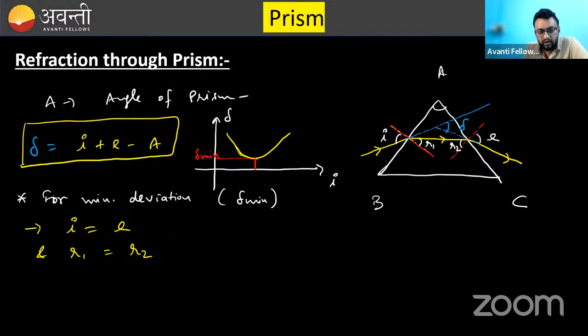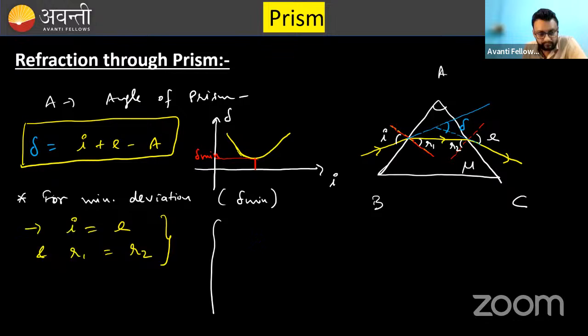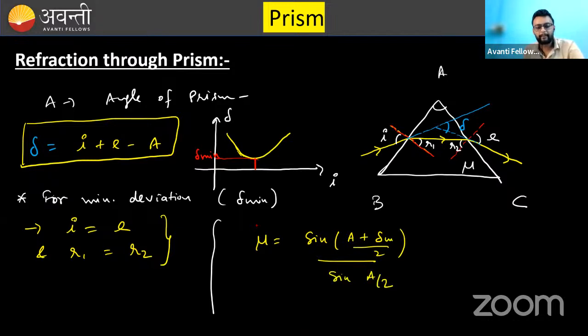This is when delta is minimum. Now, one more relation that you should remember. The refractive index of this glass prism is mu. So the final relation that I will tell you, the golden relation: mu is equal to sine of (A plus delta minimum) by 2, divided by sine A by 2. This is the golden relation that you should remember.